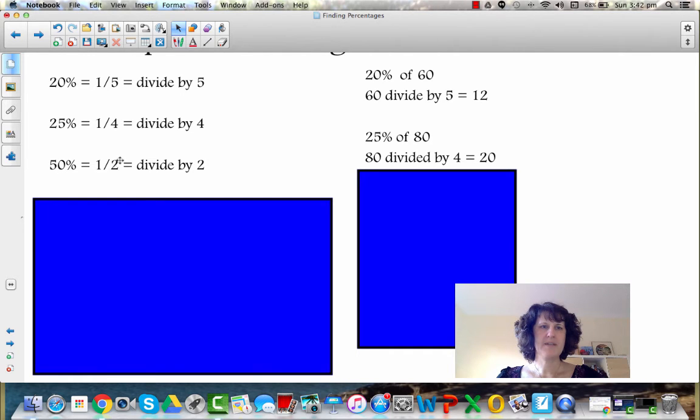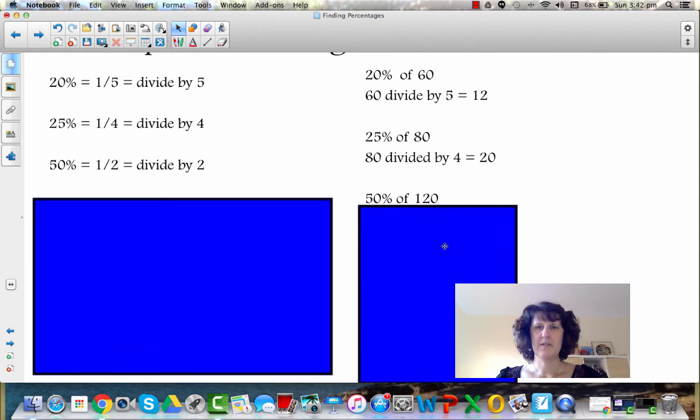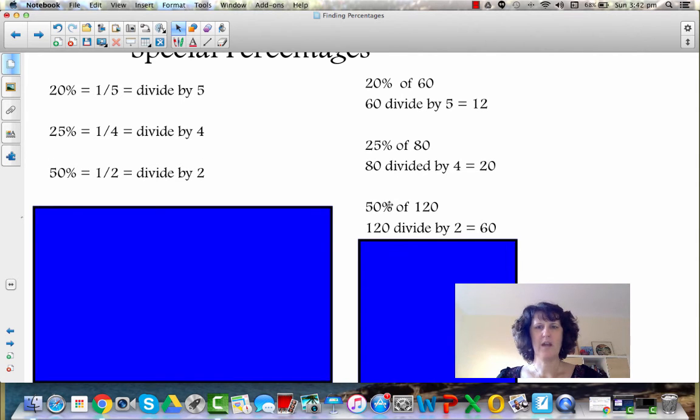50% is the same as a half, which means you can divide by 2. So 50% of 120, 120 divided by 2 gives you 60. So that might be quicker than dividing by 10 and multiplying by 5, but it's probably quicker to do one step and just divide it by 2.